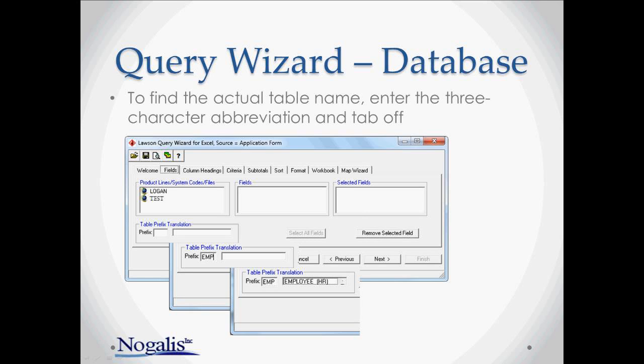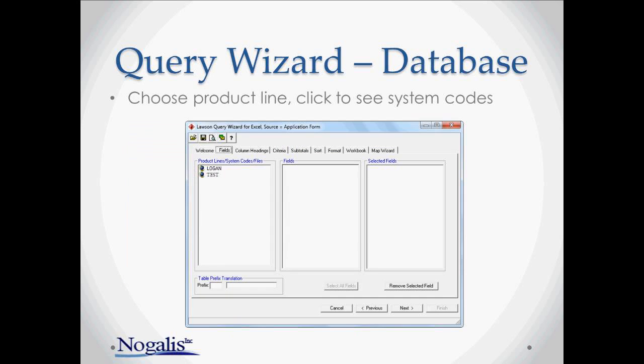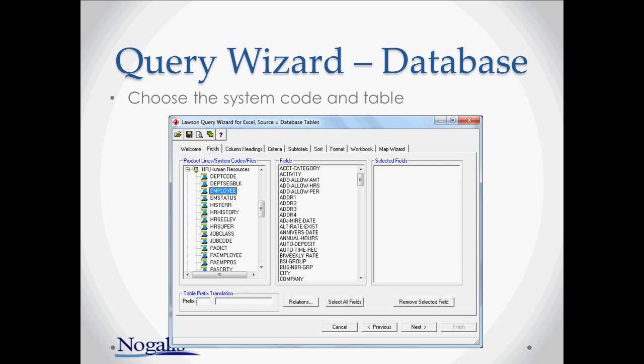Now that we know the table, we can click through the widget beginning with the product line. So you select your product line. In this case, it will be test. And that'll give me a list of system codes with tables. Well, the employee table is within the HR system code. So if I select that employee table, I'll see the field for the table on the right side.